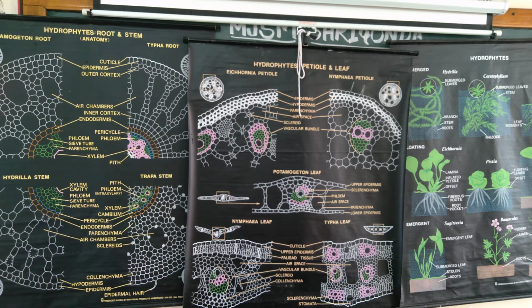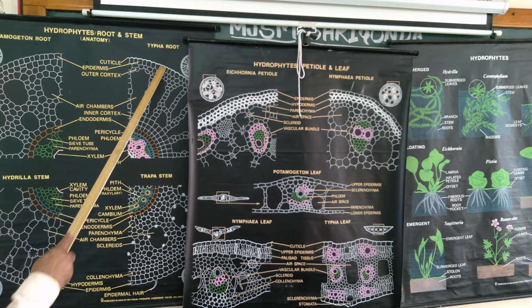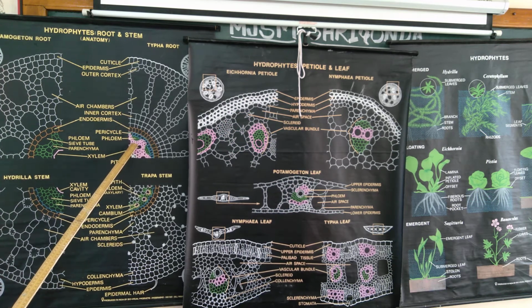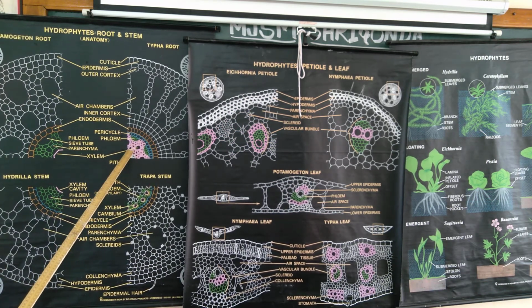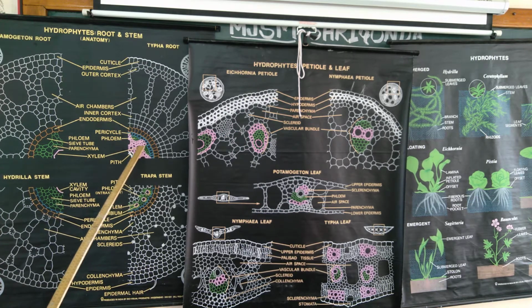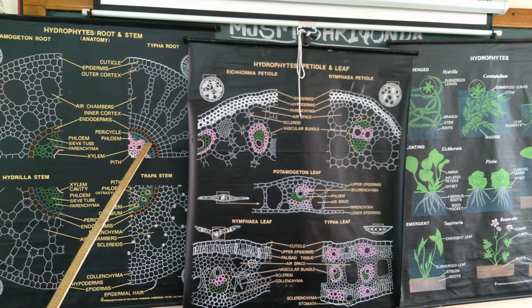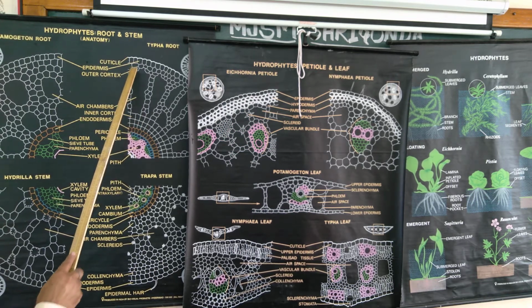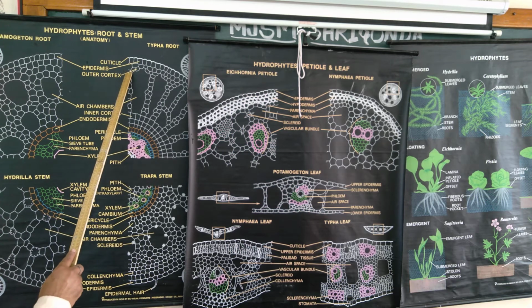Then internal features of roots. These are Typha roots. Internal features of roots: lacunate xylem. Then there is phloem. At the center is the pith. Pith is surrounded by xylem. Then here is lacunate xylem. Then phloem, then pericycle, then endodermis, then inner cortex, middle cortex, and outer cortex.